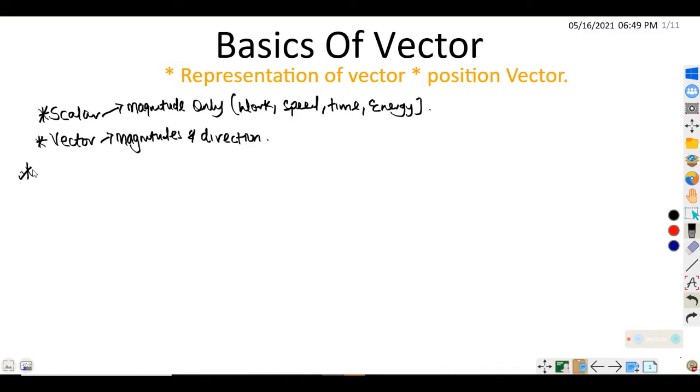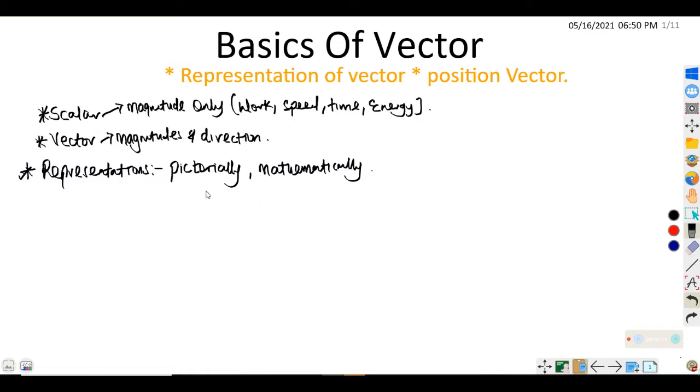Now talking about representation of vectors. We represent vectors in physics in 2 ways. As you can see, there are 2 methods we use. Vectors can be represented pictorially, that is by using a picture. And they can also be represented mathematically. So in this slide, we are considering how vectors are going to be represented pictorially, and as well how they are going to be represented mathematically.